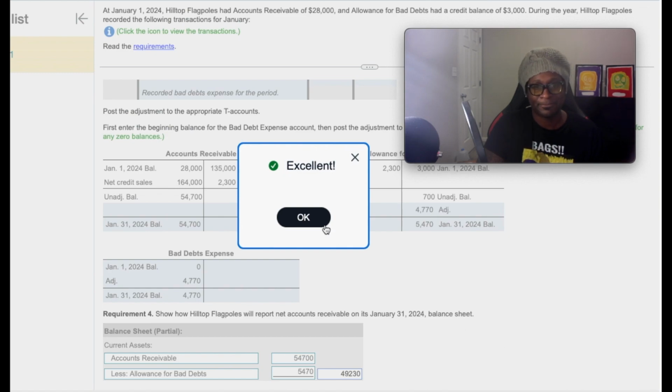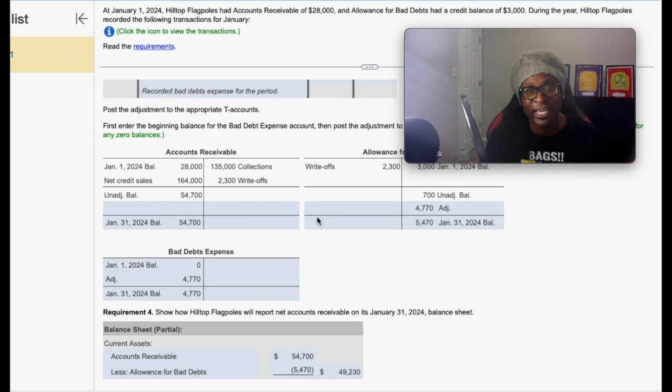Excellent job. So there you have it, gang. A very thorough illustration of how to properly utilize the allowance method by estimating based upon your percentage of receivables.